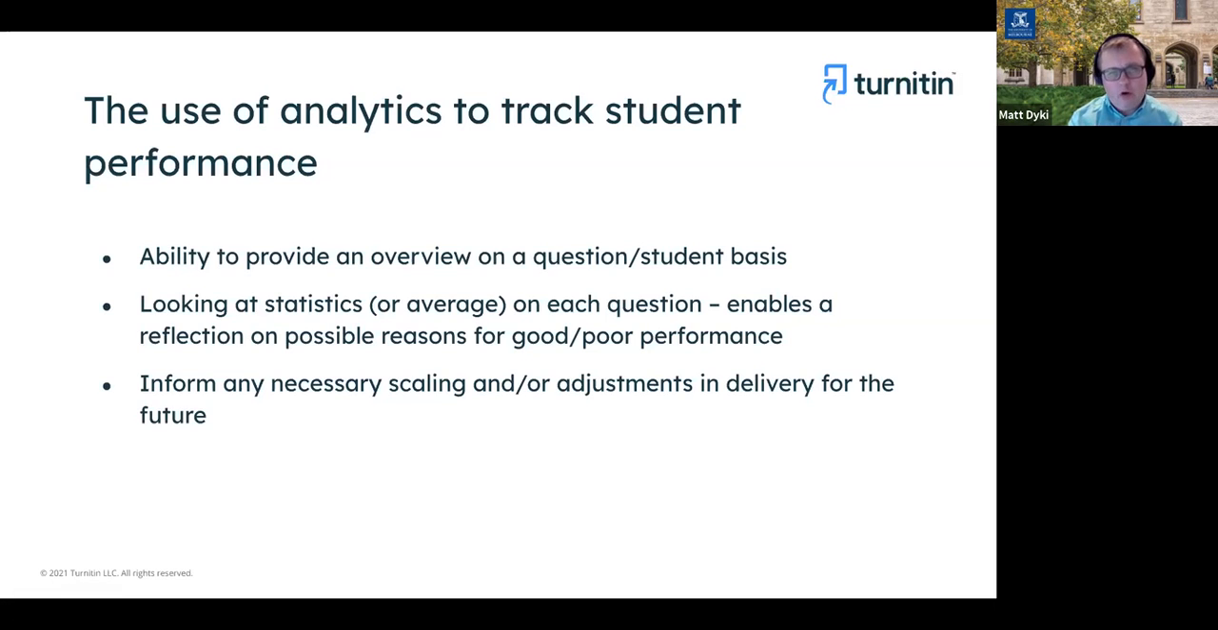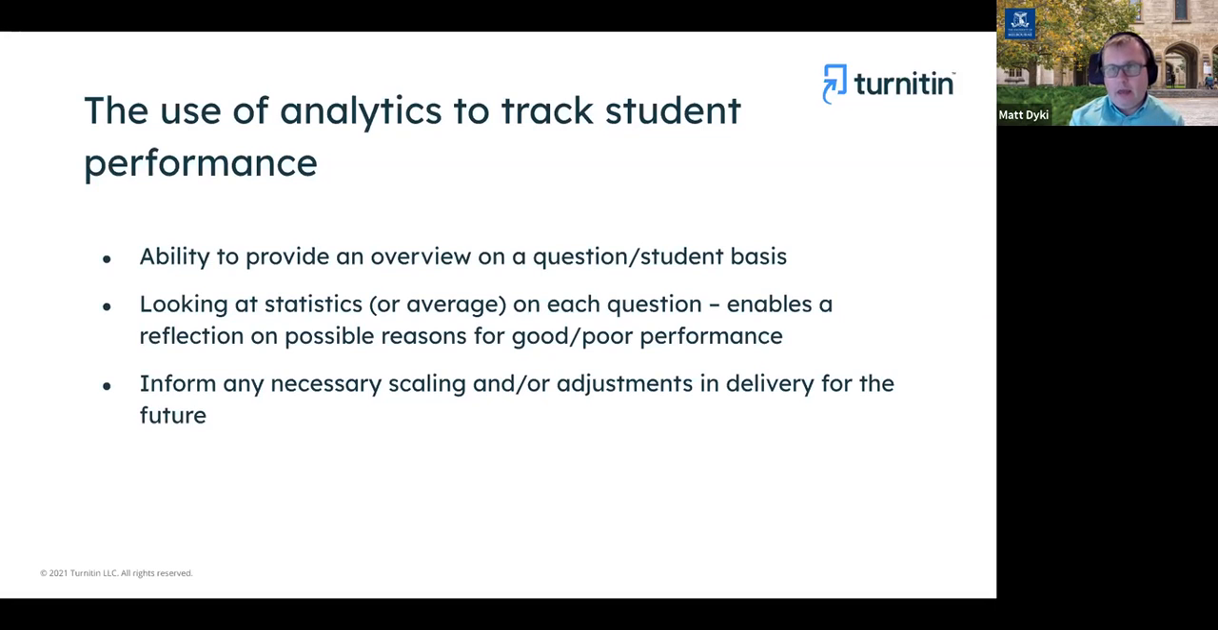Which meant for us, when we're looking at the statistics or even just the average for each question, I found it quite useful because it gave me a chance to sit back and reflect and go, why were students performing this way on this exam? If they did well on the exam, why was that? Was it an easy question? Was it an area that we taught particularly well? Was it possibly collusion? Thankfully, I didn't have any instances of that. Or in terms of poor performance, was it, again, an area we maybe didn't teach as well? Was it a hard question where we expected this?